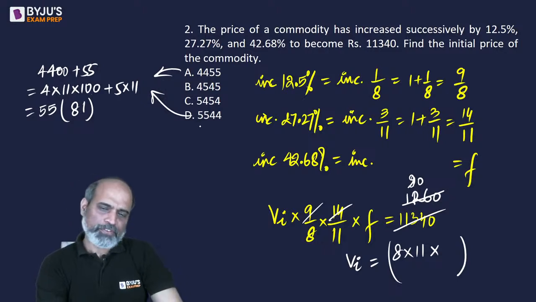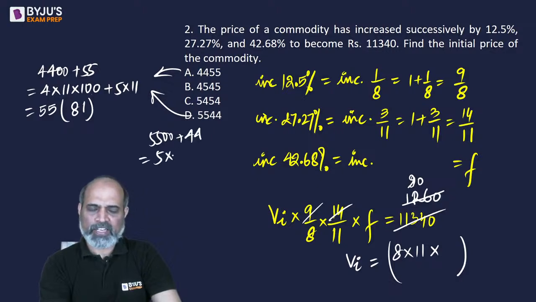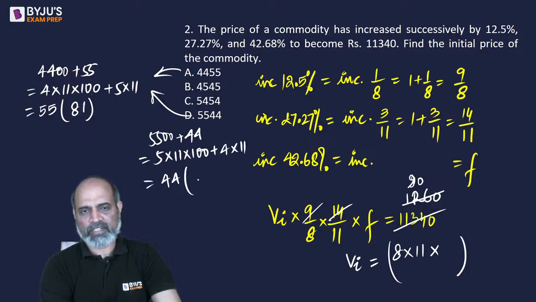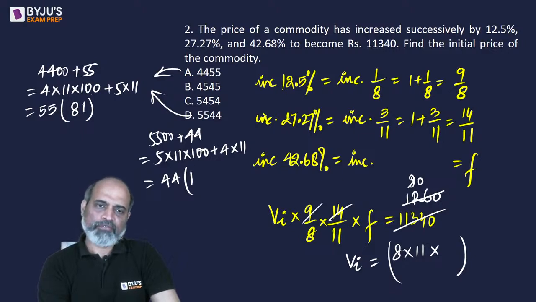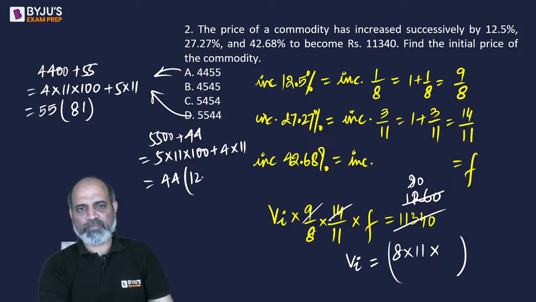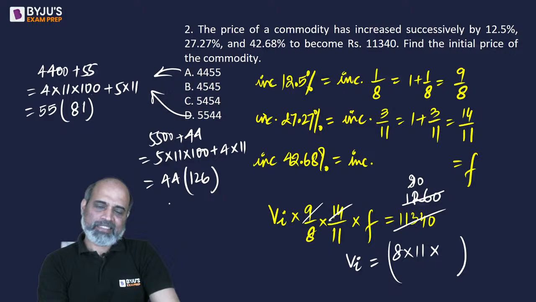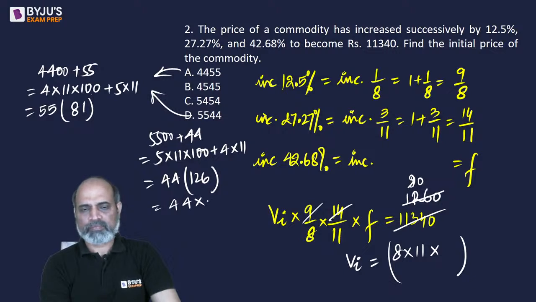Okay, if we take out 55, 5544, this is going to be 5500 plus 44. 5500 is 5 into 11 into 100, and then we will have 4 into 11. So if we take out 44 outside, we will have 125, right? 125 plus 1, which is 126. 126 is 14 into 9.